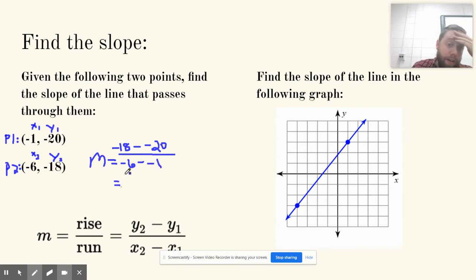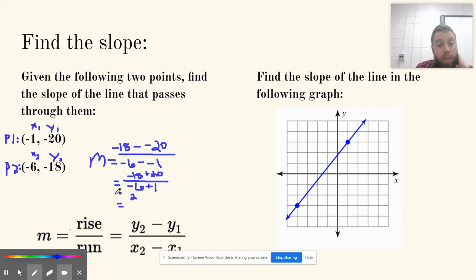Now, this can be simplified. Negative 18 plus 20, negative 18 plus 20, and we have negative 6 plus 1. We know they're addition signs because we have minus and negative. Negative 18 plus 20 is going to be positive 2. We have positive 2 in the numerator. Negative 18 plus 20 is positive 2. Negative 6 plus 5 is negative 5.